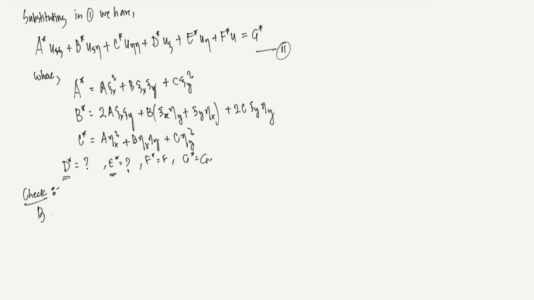So you see, b star square minus 4 a star c star. If you just calculate this thing, that will be nothing but the square of the Jacobian matrix times b square minus 4 a c. Yes, you can easily verify this thing, absolutely no issues. It's just a little bit of calculation, but this is always true and you can easily find it.